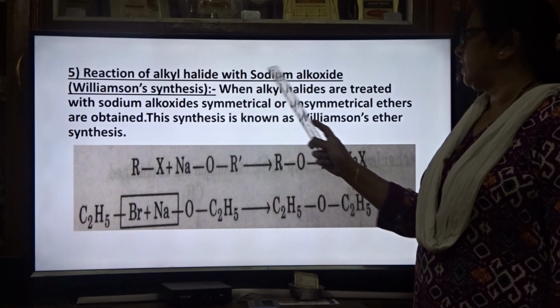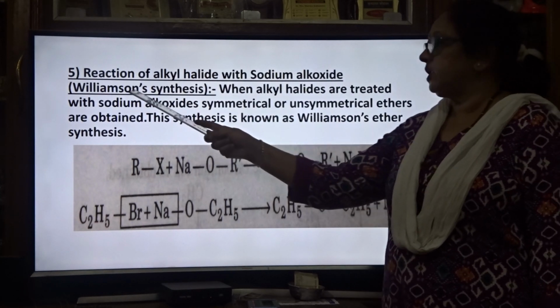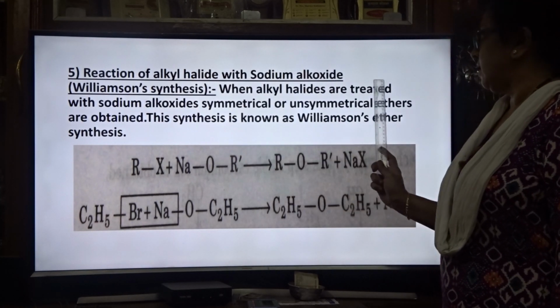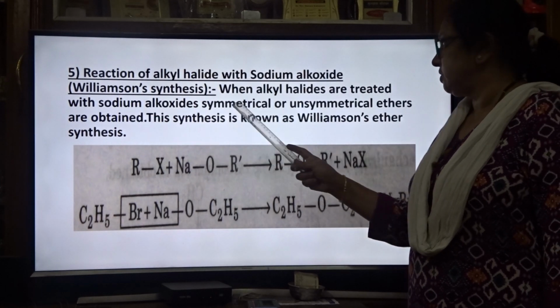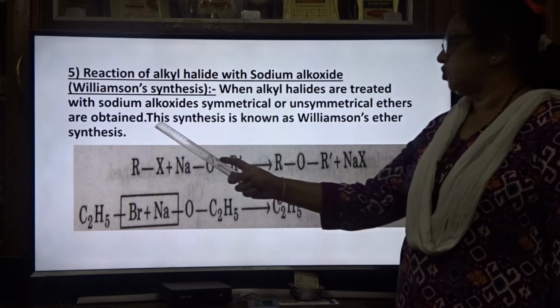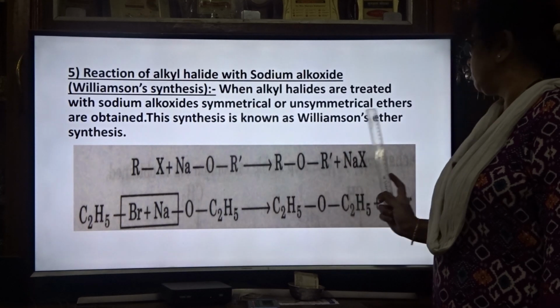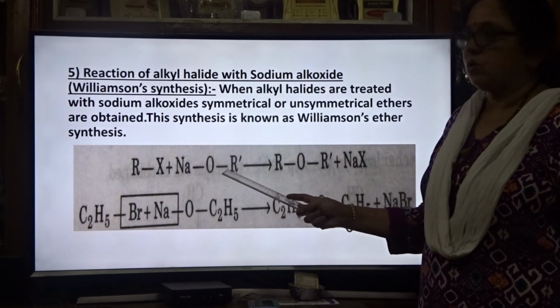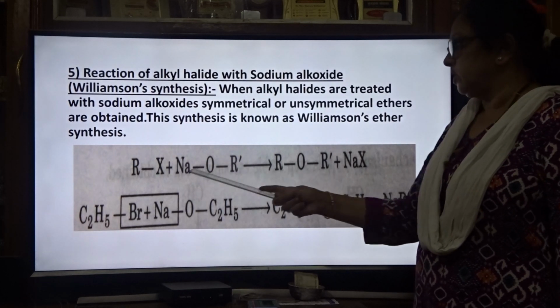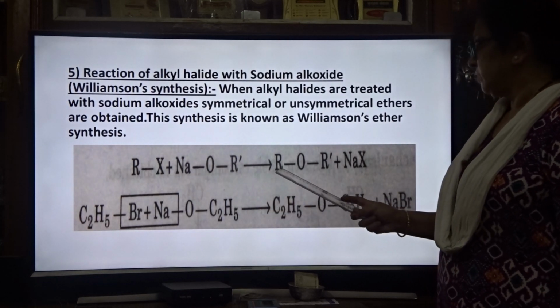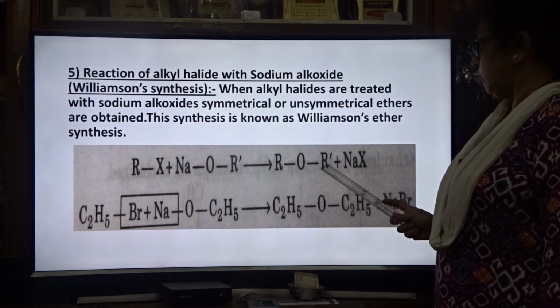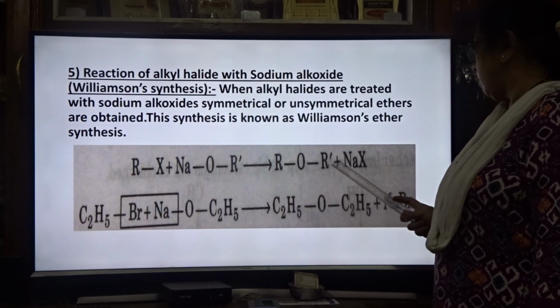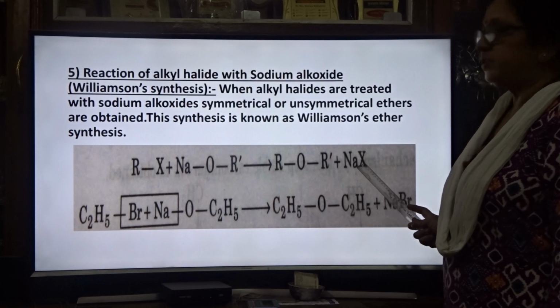The reaction of alkyl halide with sodium alkoxide is known as Williamson's synthesis. When alkyl halides are treated with sodium alkoxide, symmetrical or unsymmetrical ethers are obtained. This synthesis is known as Williamson's ether synthesis. RX plus NaOR, where OR is the alkoxide group, this is sodium alkoxide, gives R-O-R', a mixed ether, plus NaX, sodium halide.